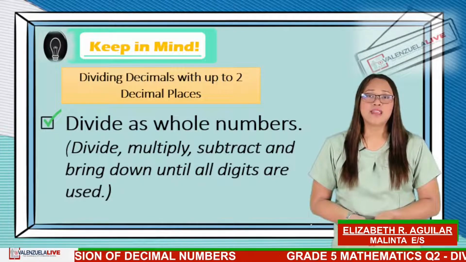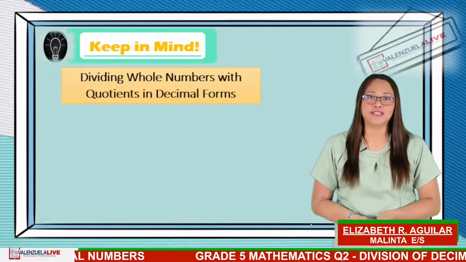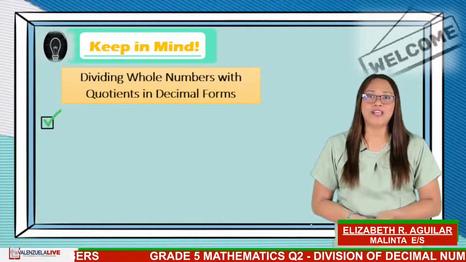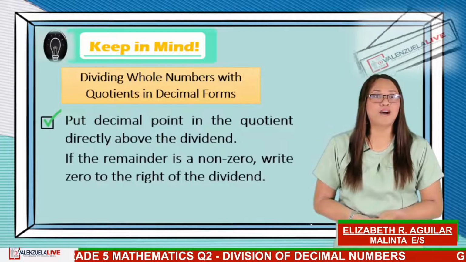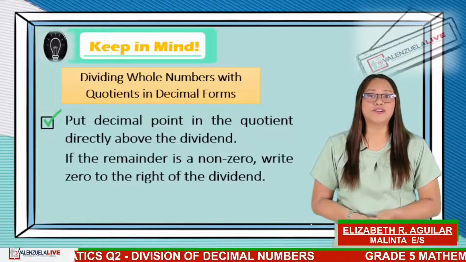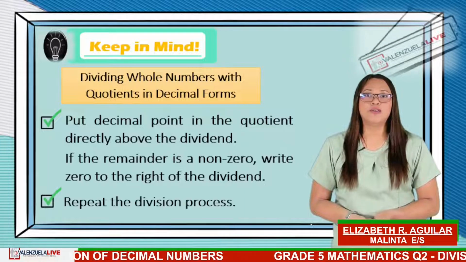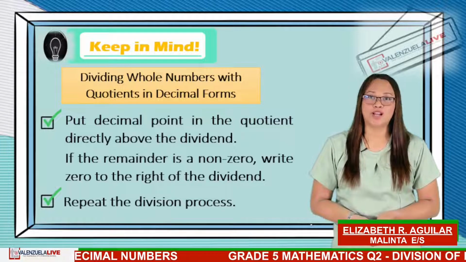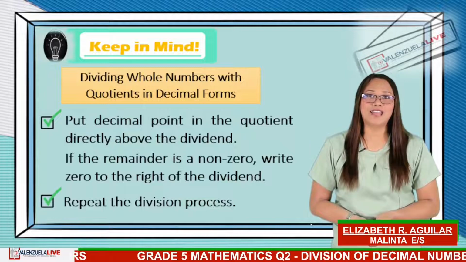And in dividing whole numbers with quotients in decimal forms, put a decimal point in the quotient directly above the dividend. If the remainder is non-zero, write 0 to the right of the dividend. And of course, you have to repeat the division process. All right, so I guess you learned a lot today.